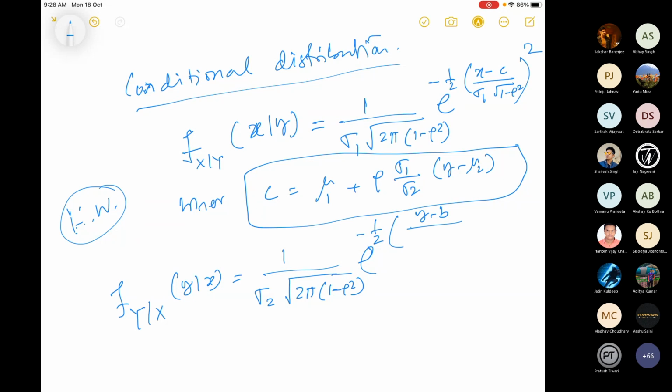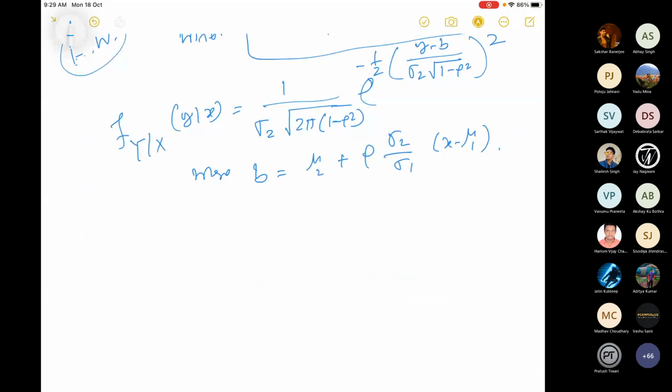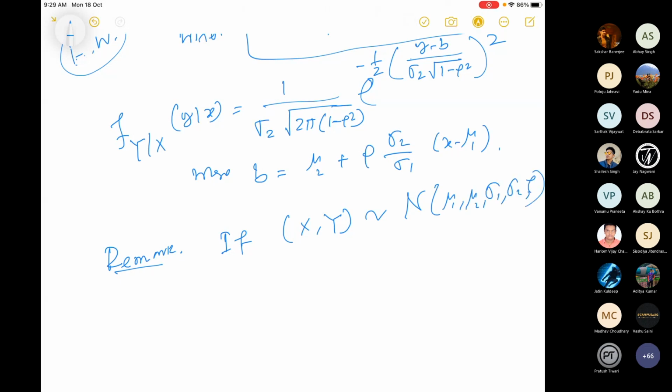Y minus b, then this is sigma 2 square root of 1 minus rho square, and then whole square of this, where this b will be equal to mu 2 plus rho sigma 2 by sigma 1 times x minus mu 1. If I formalize everything, I can say, let's say, a remark: suppose (X, Y) is normal with mu 1, mu 2, sigma 1, sigma 2, comma rho.